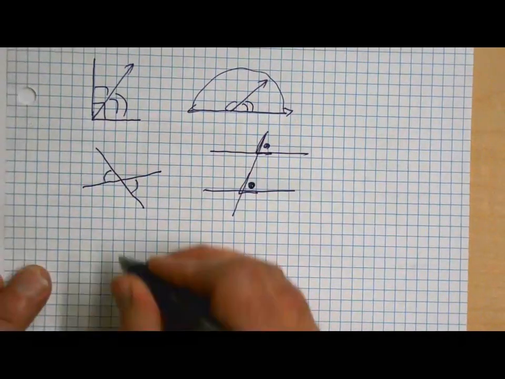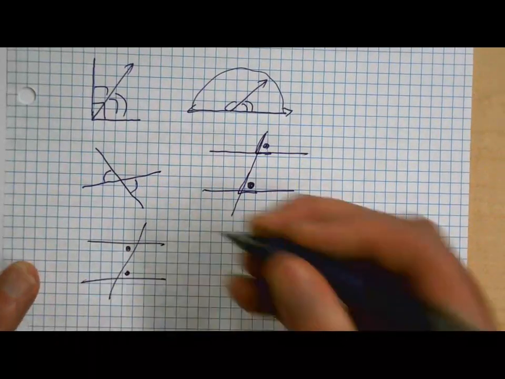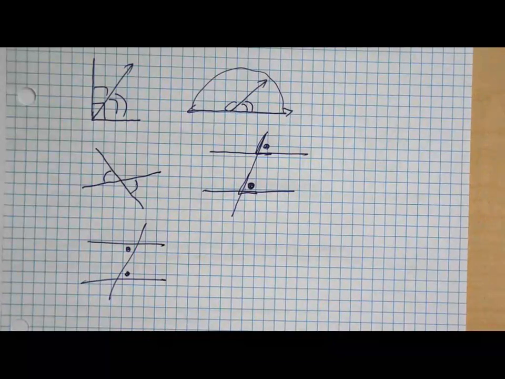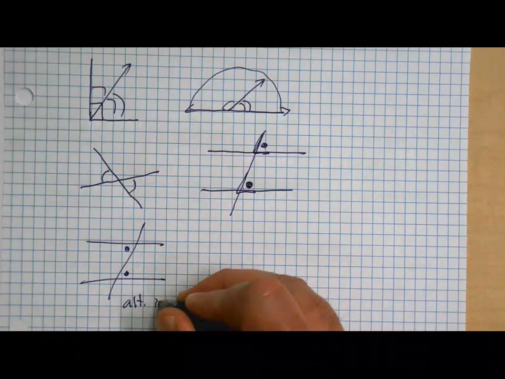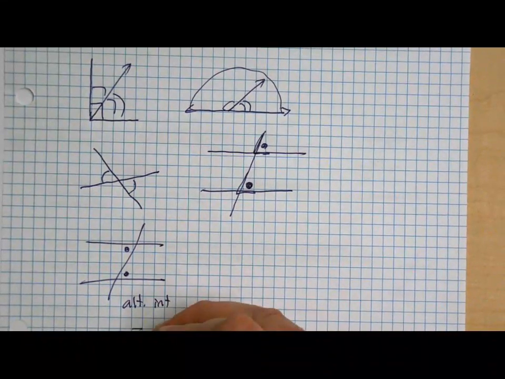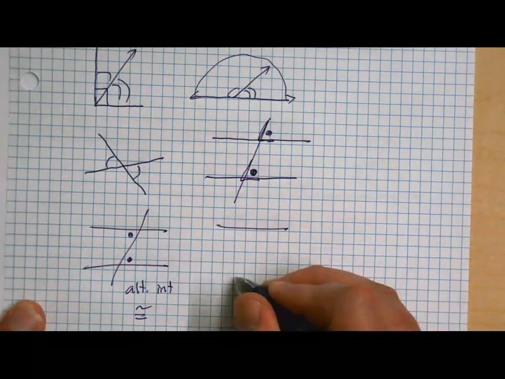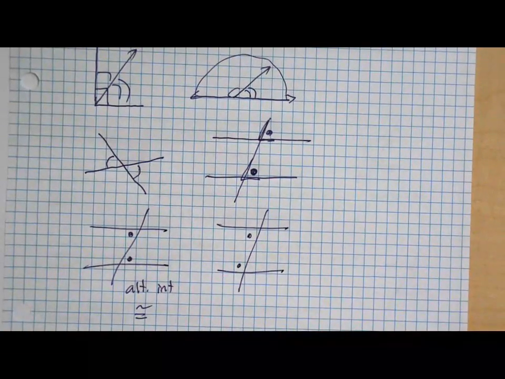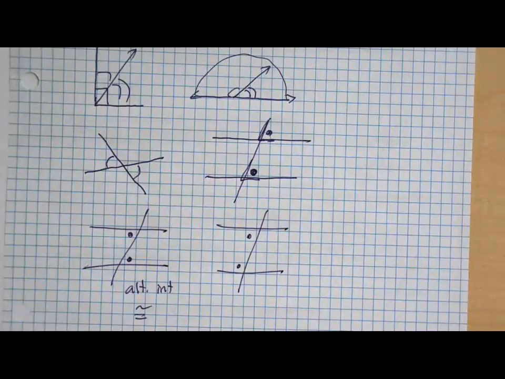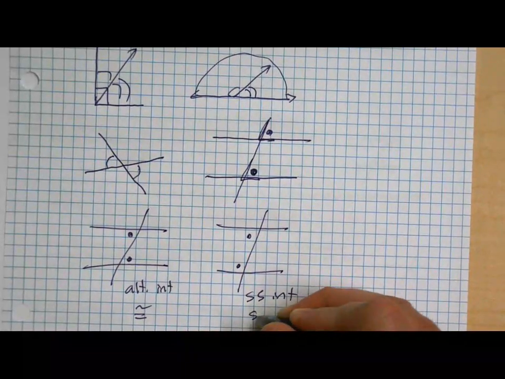And then we've added two more. Alternate interior angles, those would be angles that are between the two lines but on opposite sides. And those are congruent if the lines are parallel. And then we also talked about same side interior angles. Those would be two angles that are on the same side of the transversal, but still in between your two lines, and those are supplementary if the lines are parallel.